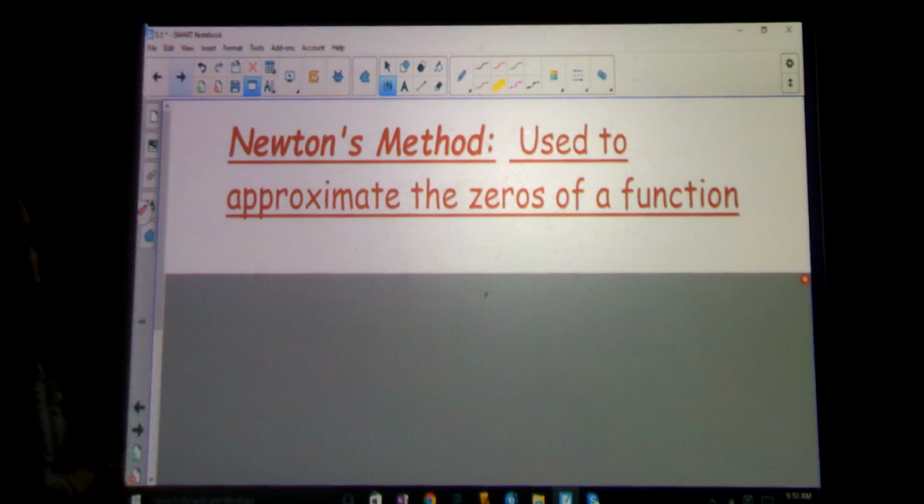Alright. Let's try Newton's method. Newton's method is actually a very easy method. It just gets messy on a calculator. It's used to approximate the zeros of functions. So once again, this is something you can do without a calculator. Your zero command on the calculator, that's what it's using. When you actually use that zero command on a graph, it's doing Newton's method.